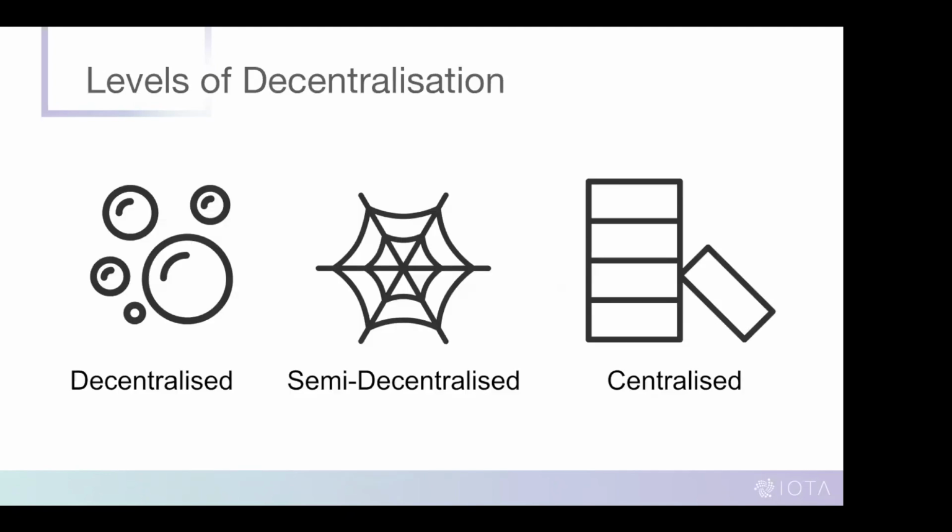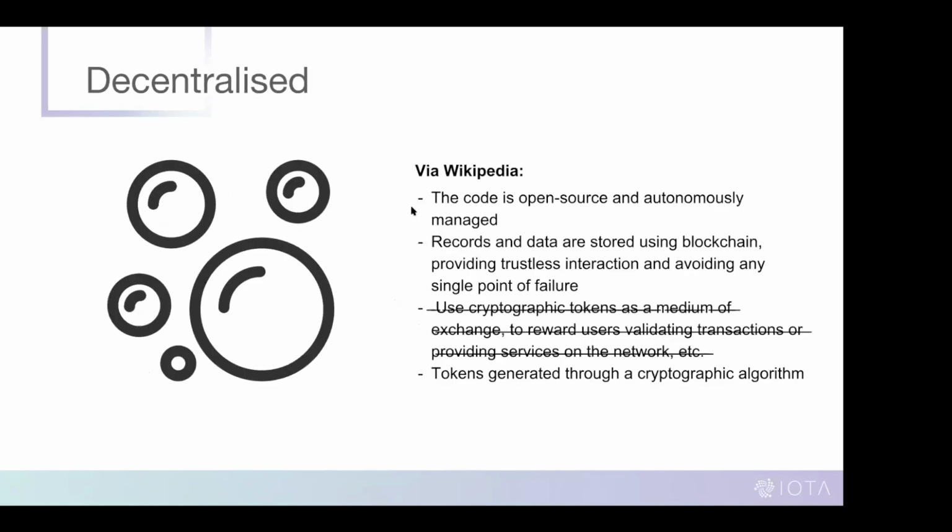And finally, we'll talk about the kind of levels of decentralization in applications. We're just going to go over decentralized and semi-decentralized applications for this. So in terms of decentralized applications, there's a definition that we can look at from Wikipedia, which is the code for decentralized applications is usually open source and managed autonomously.